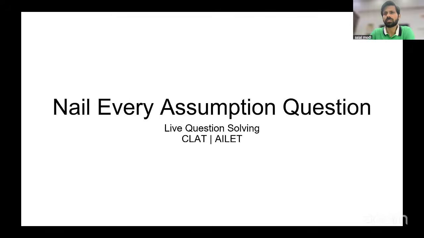Practice session on assumption questions for CLAT and AILET. I'm assuming most of you already know the basic theory, so this won't be a concept-heavy class. We'll be spending most of the time solving questions and building the instinct required to spot the correct assumption under examination conditions. Before we begin, we'll spend some time discussing the initial assumption concept. That'll be very quick, and then we'll move on to the questions.